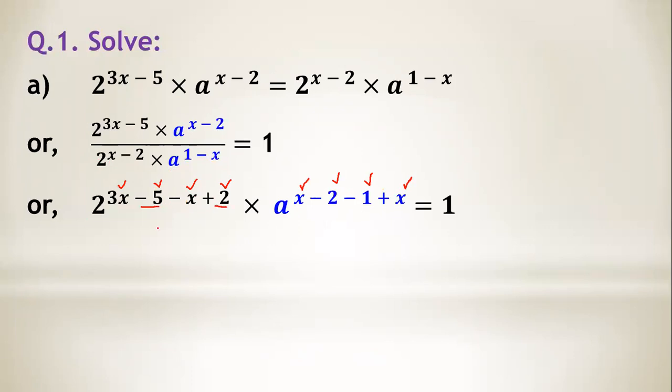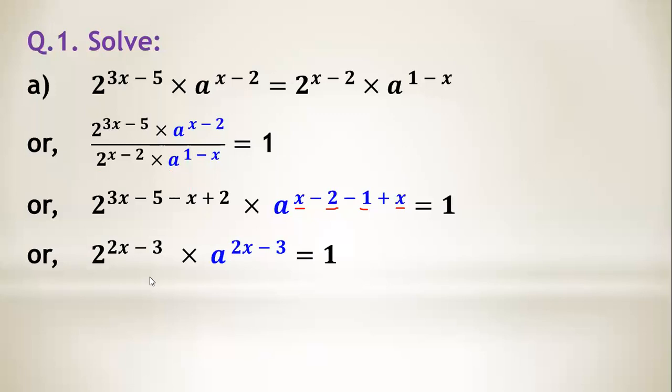That's right. Similarly, in case of base a, there is plus x and plus x, so it will be 2x, and minus 2 and minus 1 will be minus 3. So the same thing you can see in the next step as well.